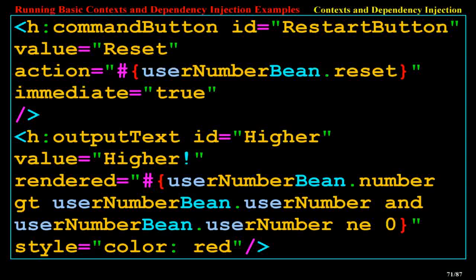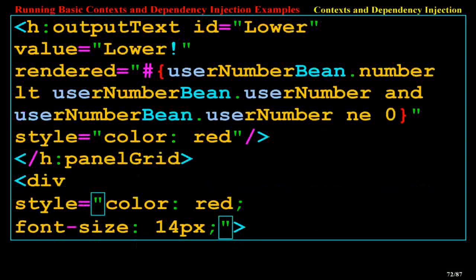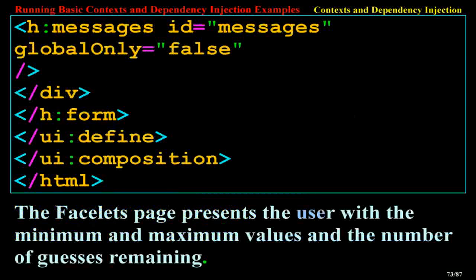h:outputText id="higher" value="Higher!" rendered="#{userNumberBean.number gt userNumberBean.userNumber and userNumberBean.userNumber ne 0}" style="color: red". h:outputText id="lower" value="Lower!" rendered="#{userNumberBean.number lt userNumberBean.userNumber and userNumberBean.userNumber ne 0}" style="color: red". h:panelGrid. div style="color: red; font-size: 14px". h:messages id="messages" globalOnly="false". Closing div, h:form, ui:define, ui:composition, html.